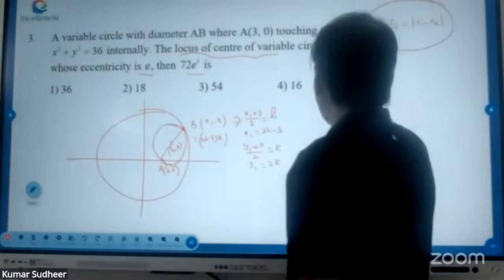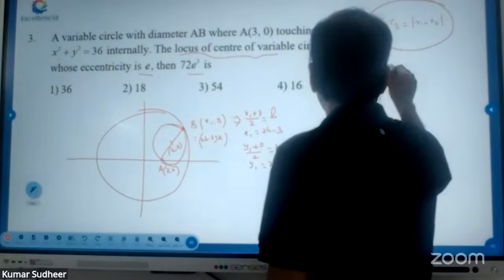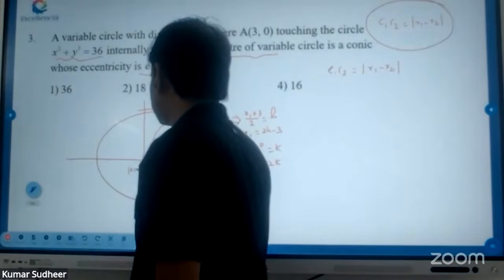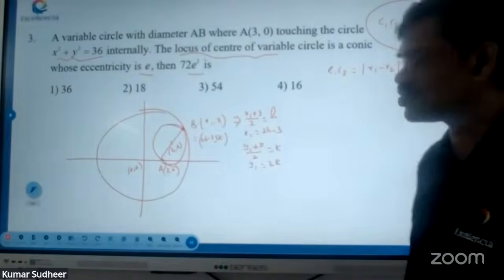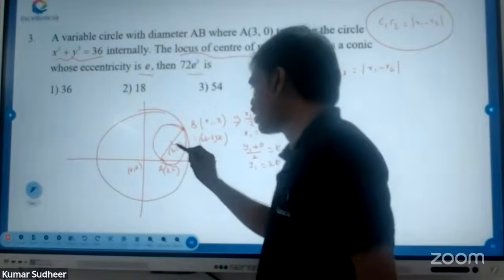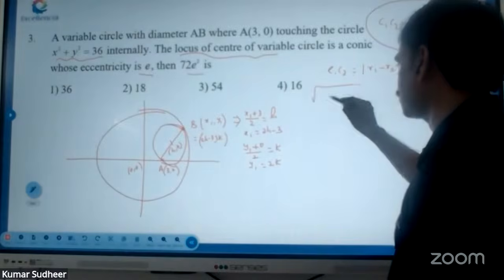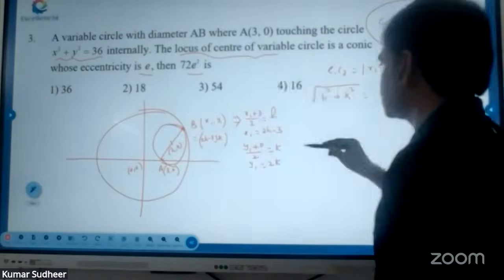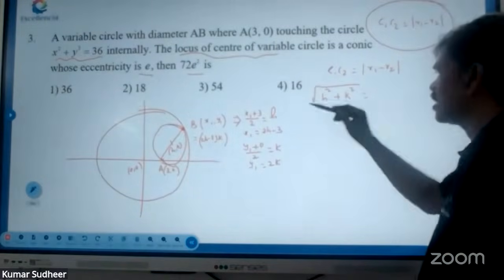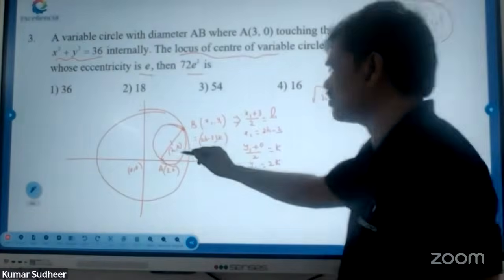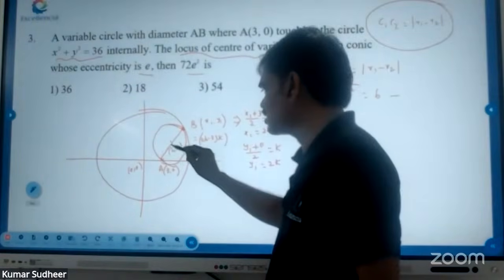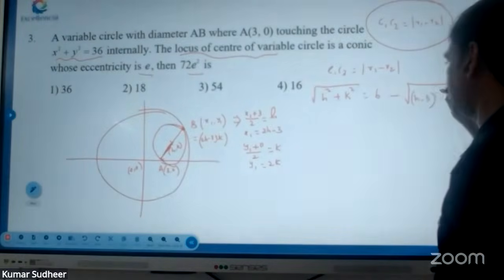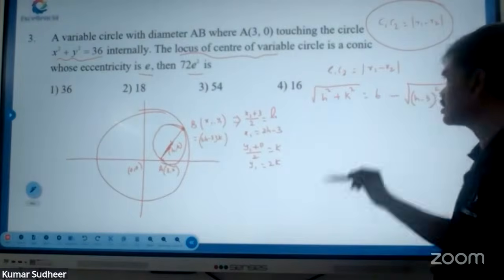So then what happens? What we want is C1C2 equal to modulus R1 minus R2. This is the condition. C1 is known. What is C1? That is (0, 0), the center of the first circle x squared plus y squared equal to 36. And the center of the second circle is (h, k). So C1C2 is square root of h squared plus k squared. The bigger circle is x squared plus y squared equal to 36, it is given. Its radius is 6, minus the radius of the second circle, which is square root of (h minus 3) whole squared plus k squared. Look at this, how it is there.